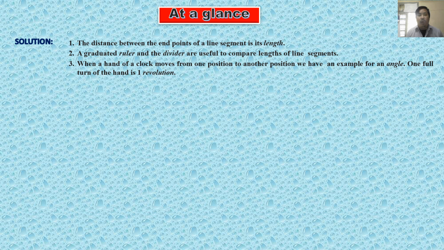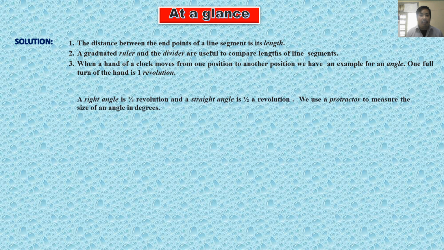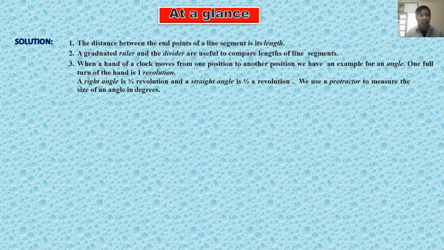One full turn of the hand is called a revolution. If the hand completes one complete turn, then it is called one revolution. A right angle is 1 by 4 of a revolution, and a straight angle is half of a revolution. When we use a protractor to measure the size of an angle in degrees, the measure of a right angle is 90 degrees, and that of a straight angle is 180 degrees.